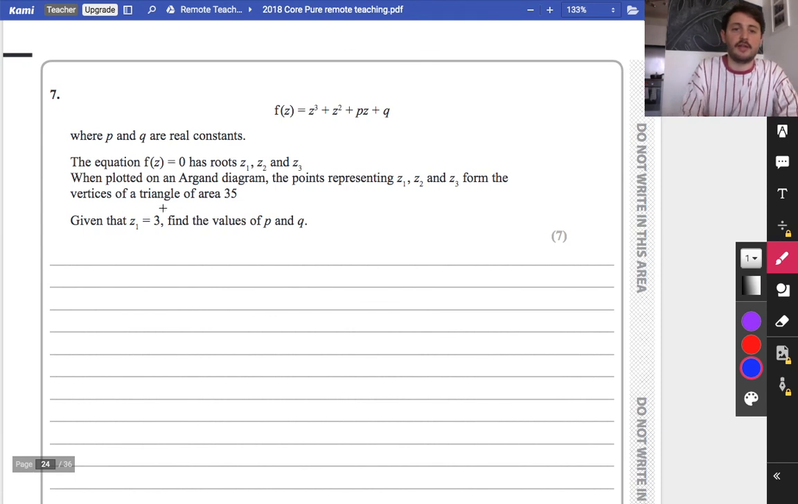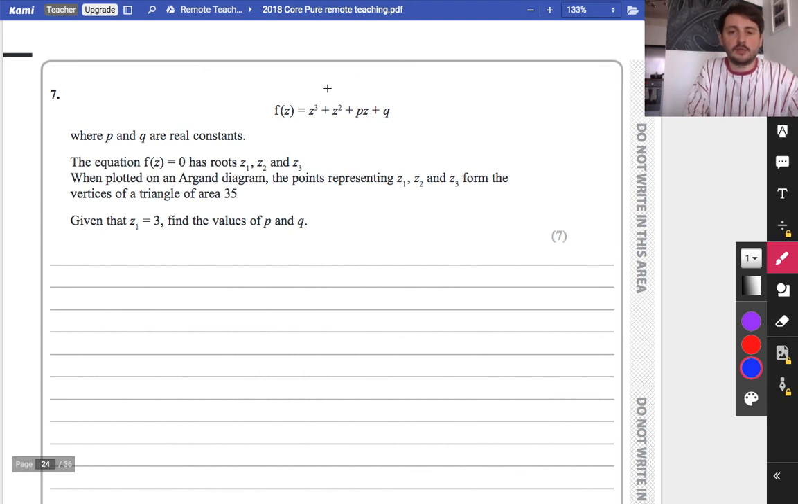Okay, question 7. This is hard, this one. If you were in my class, you may have recognized this from before. I hope you remembered it. So we've got this equation, and it looks like it's a roots of polynomial question. The equation f of z equals 0 has roots z1, z2, and z3. When plotted on an Argand diagram, the points representing z1, z2, and z3 form the vertices of a triangle of area 35. Given that z1 equals 3, find the values of p and q.